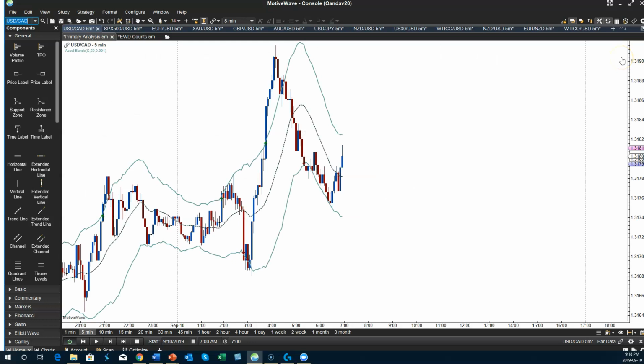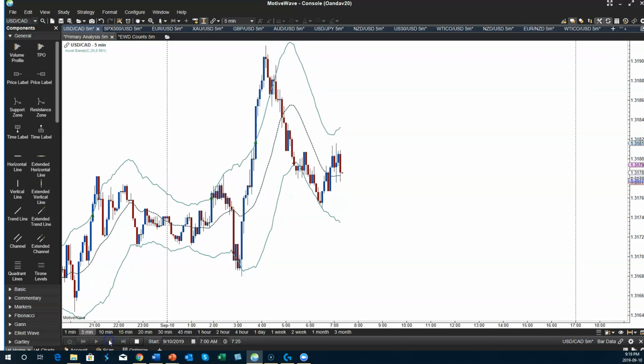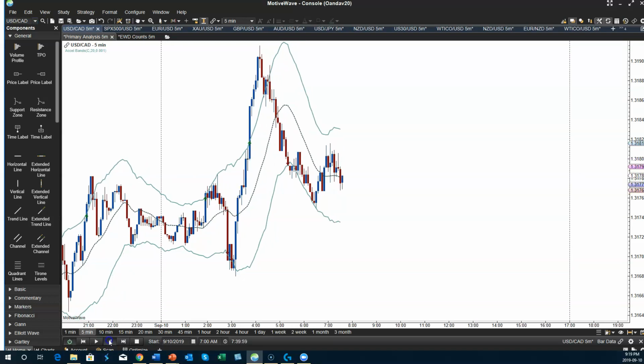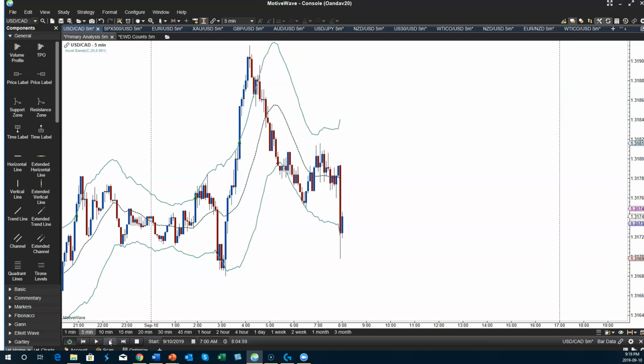So here we are at 7 a.m. on September 10th, New York time, and we're going to just play it forward and see what happens and figure out the trades that we need to take with this acceleration band. And after we take the trades and exit the trades, we will see the results on the next slide. So I'm just moving it forward, moving it forward. We're within the acceleration band, so there's nothing to do.